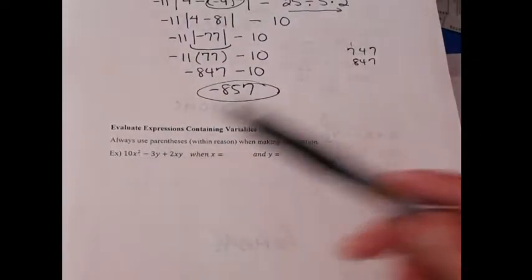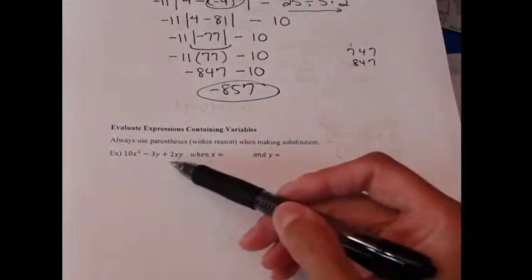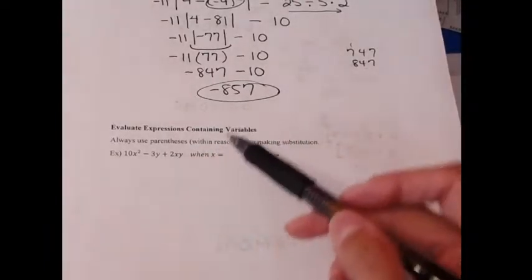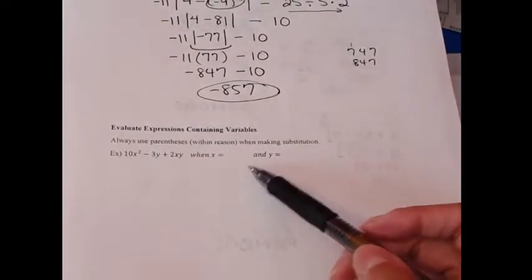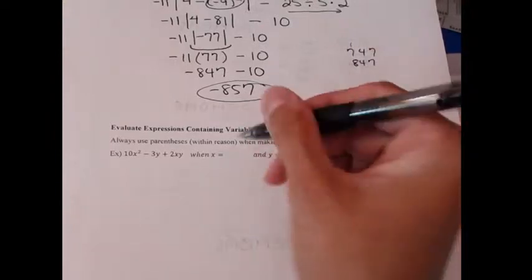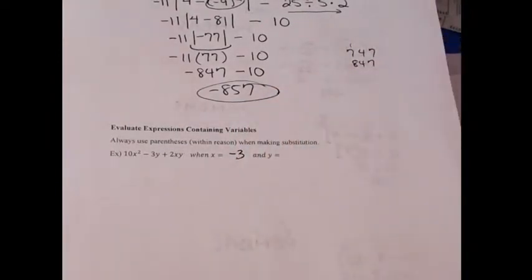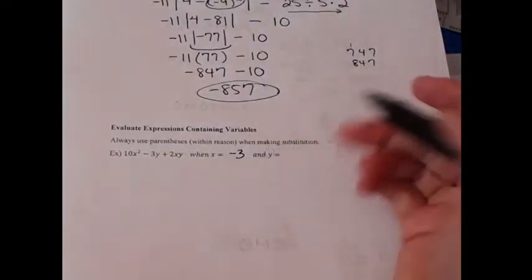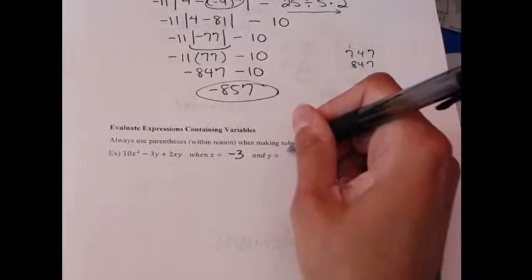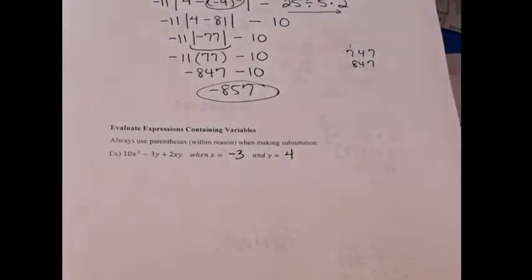So look at this example: 10x squared minus 3y plus 2xy. And I want to evaluate when x is equal to, I don't know, let's do negative 3. And then let's say y is equal to, I don't know, we'll do 4. I'm just coming up with numbers here.